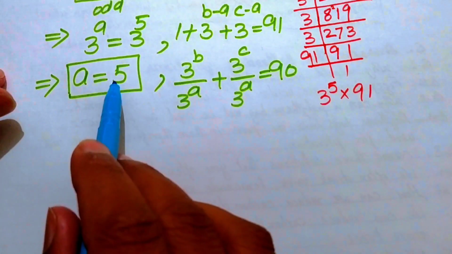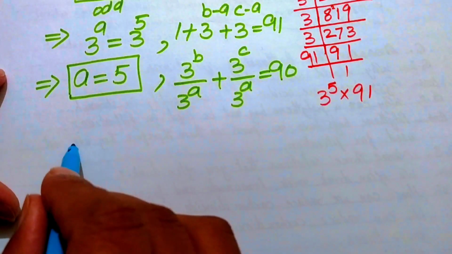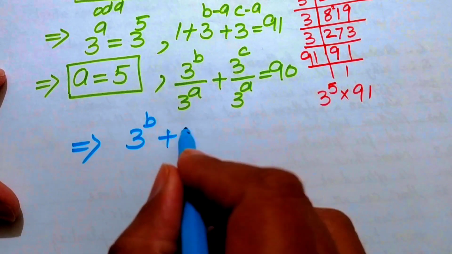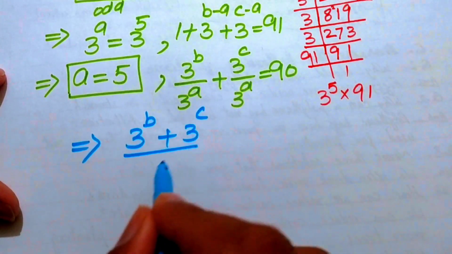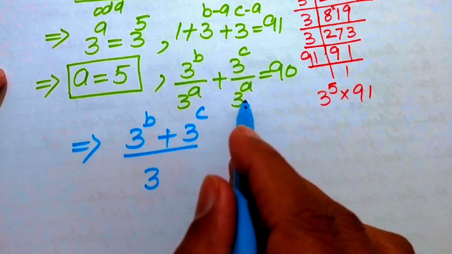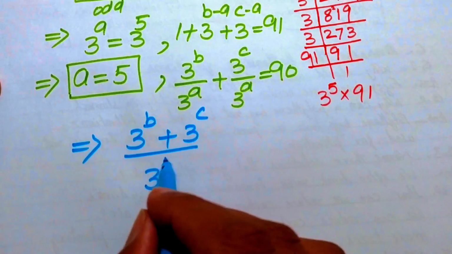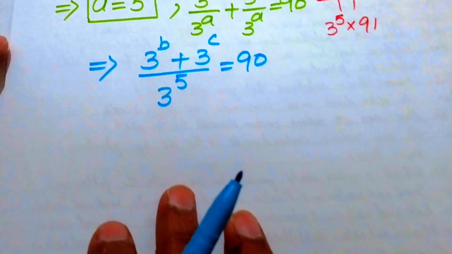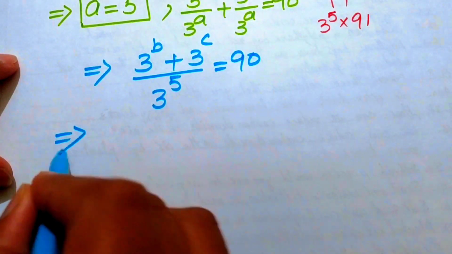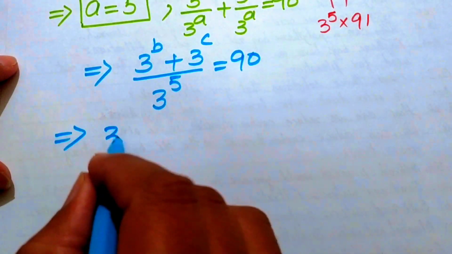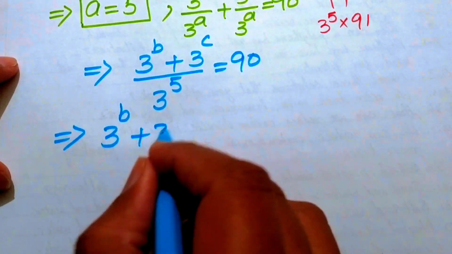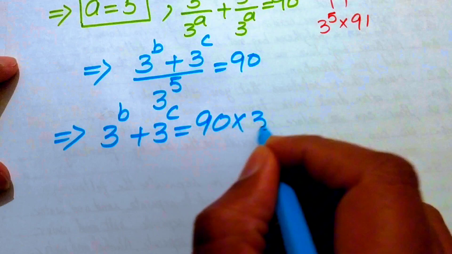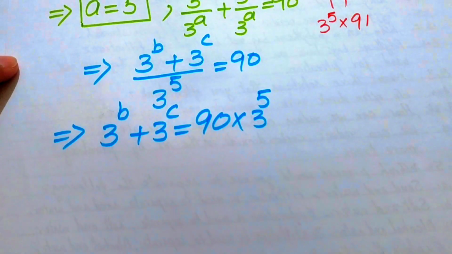So here we put the value of a, so that this implies that we have 3 to the power of b plus 3 to the power of c over 3 to the power of a, and the value of a is 5, equals 90. And now in the next step we move this 3 to the power of 5 to the right hand side and we get 3 to the power of b plus 3 to the power of c equals 90 times 3 to the power of 5.